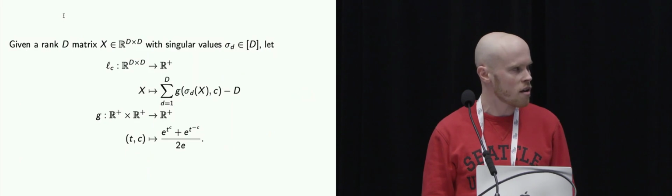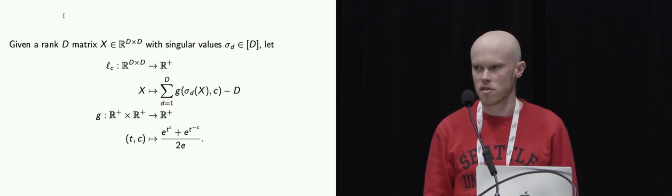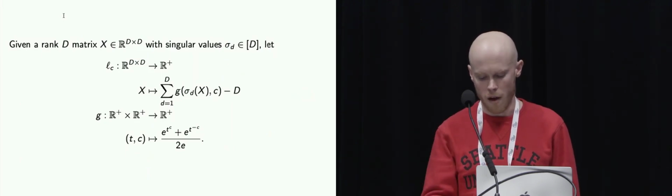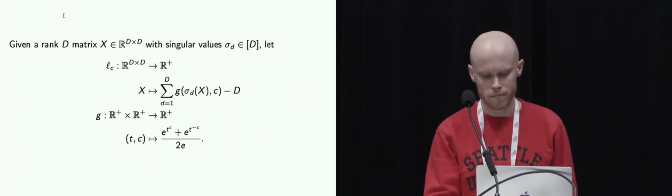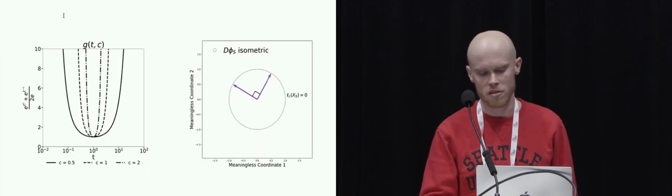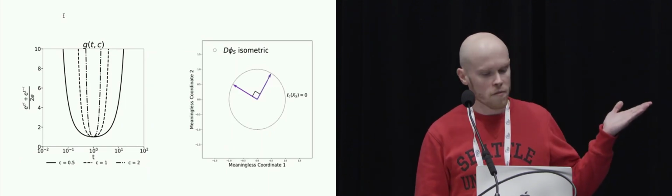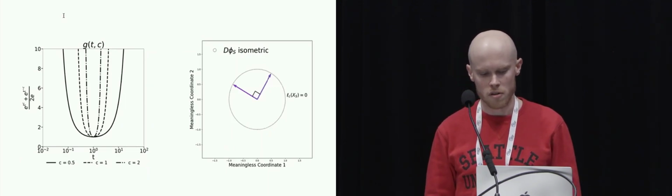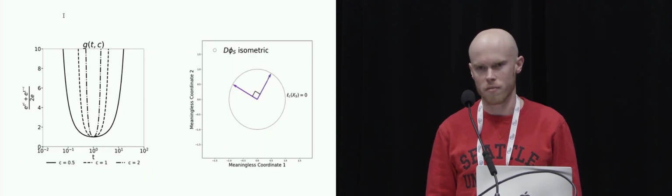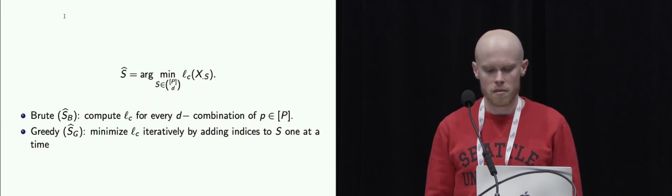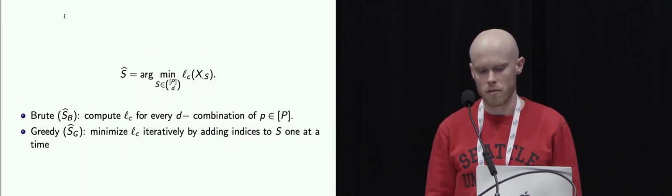There's a couple other nice things about it. It depends on all the singular values in the matrix, and it's uniquely minimized by isometric matrices. To give you some more intuition on it, here's the rescaling function that we're applying to the singular values here with different values of this parameter c. And then here's a diagram of our isometric matrix that has loss 0 using this loss. So we would like to find the submatrix that has loss 0, if there is one.